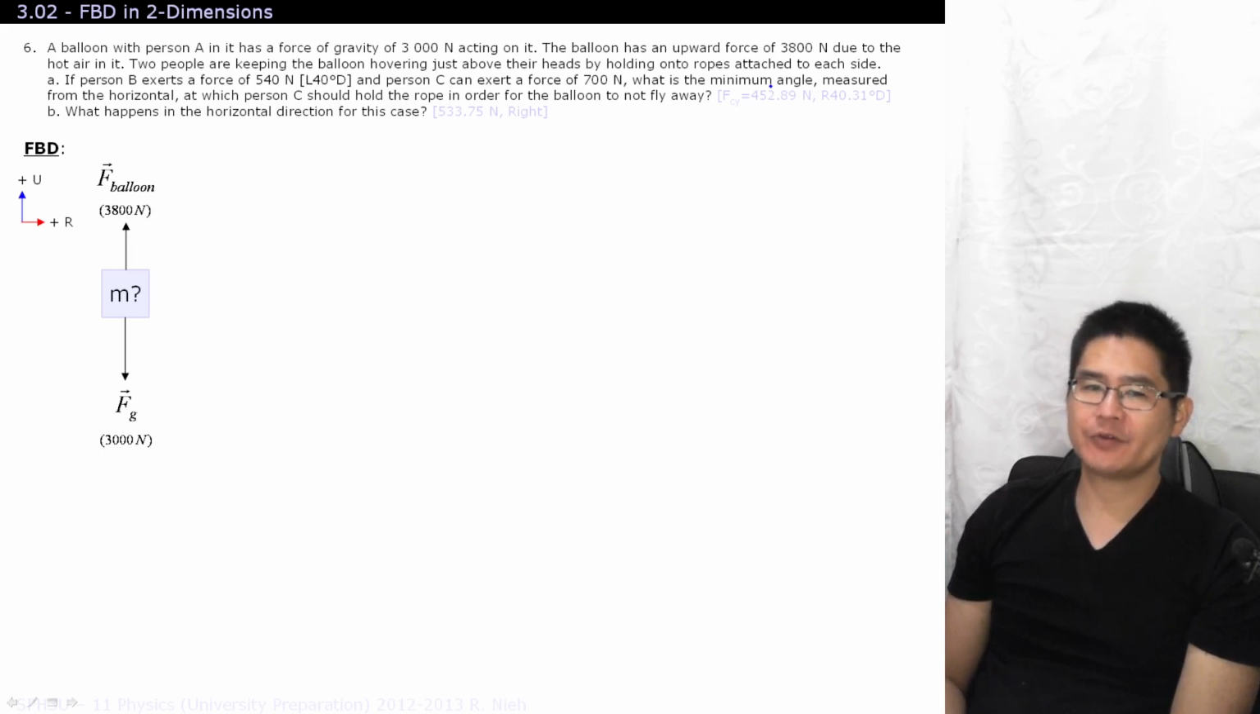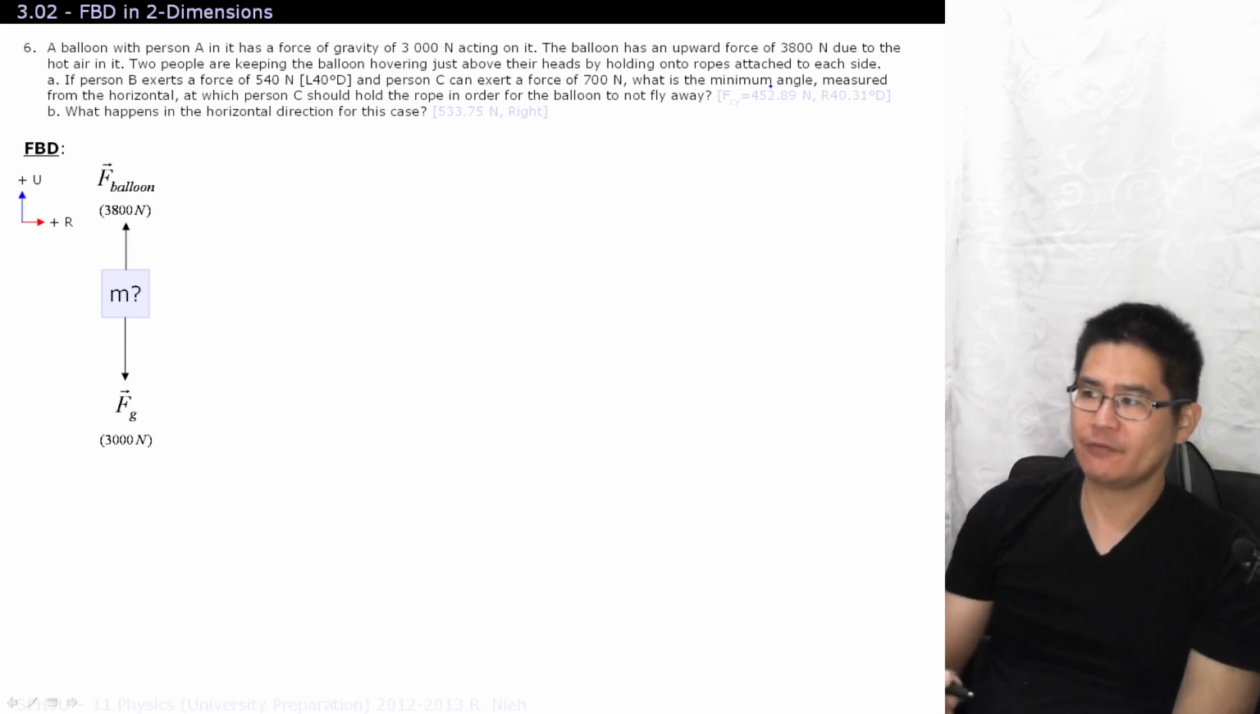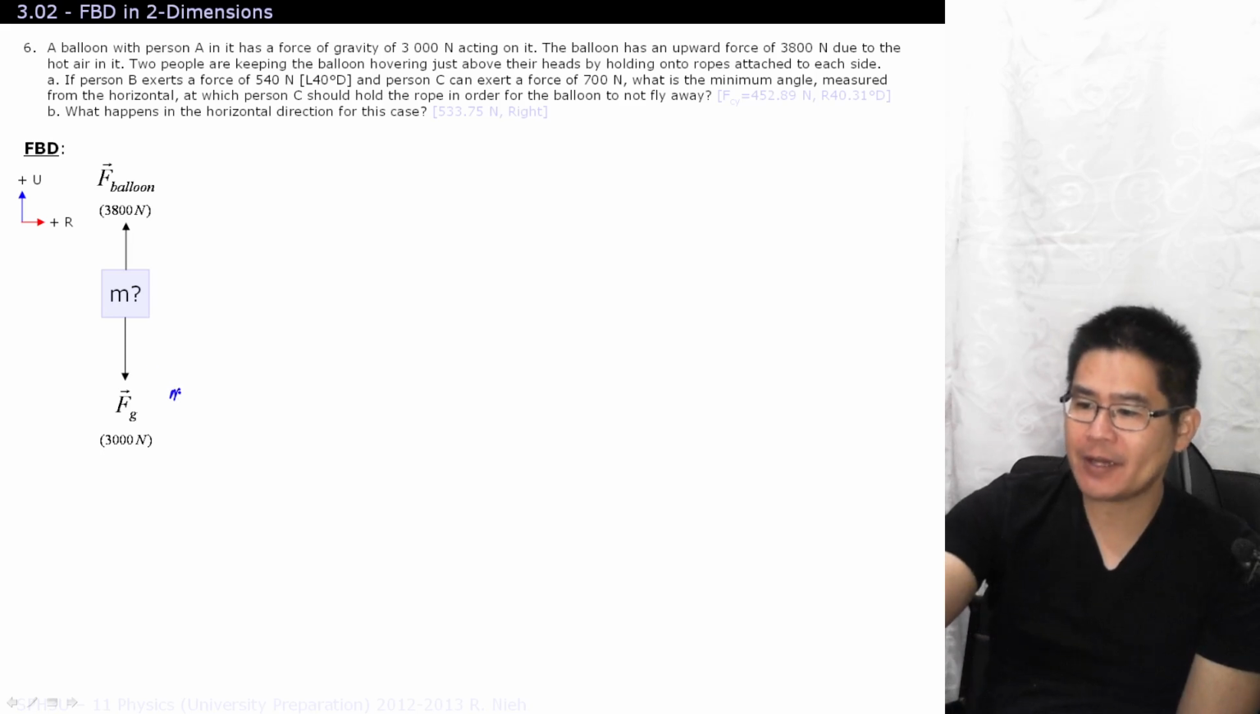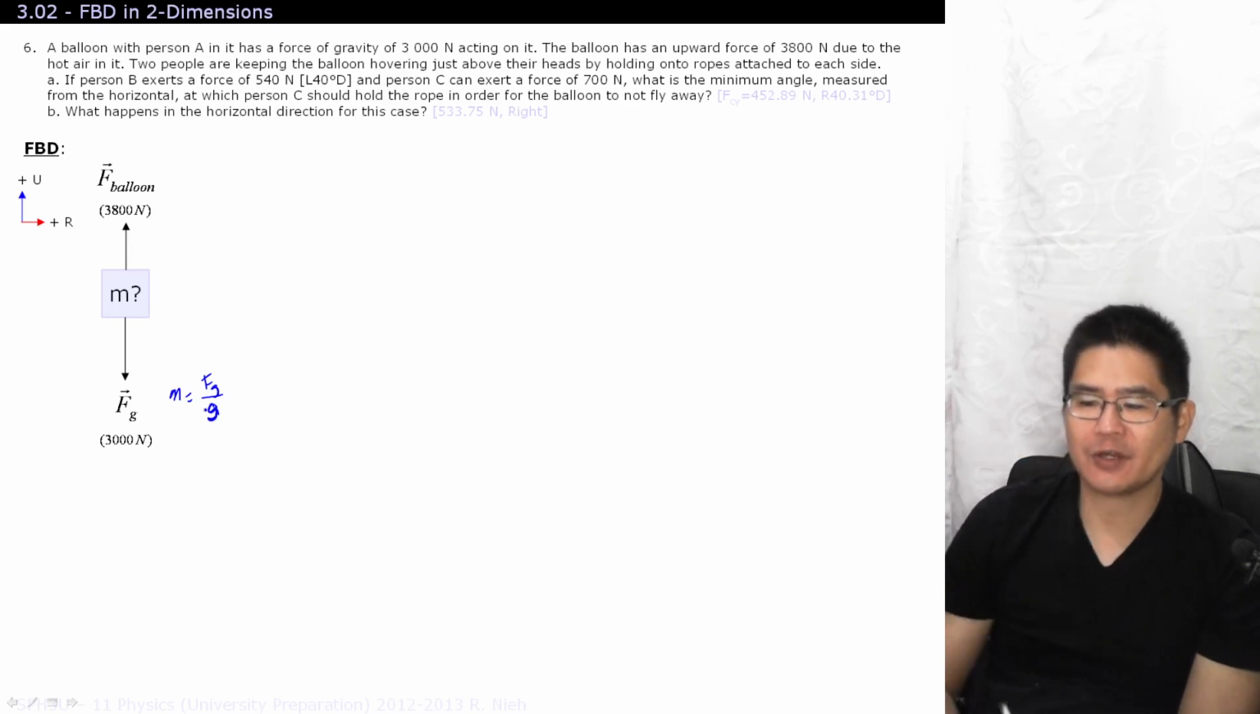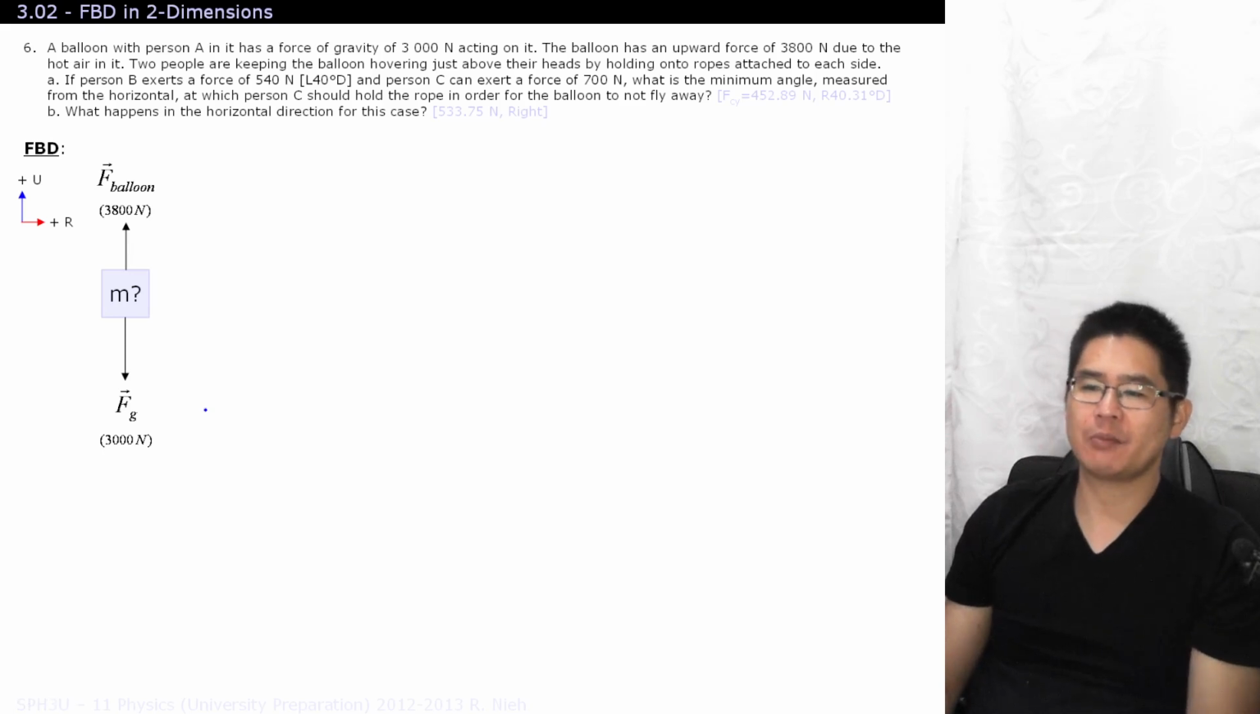If you want to convert into a mass, you can. Not that you need it here, but if you're curious, to find the mass, the force of gravity is equal to ma, so m is equal to Fg divided by a, or g in this case, Fg divided by g. Not that we need a number here, so it's not important.